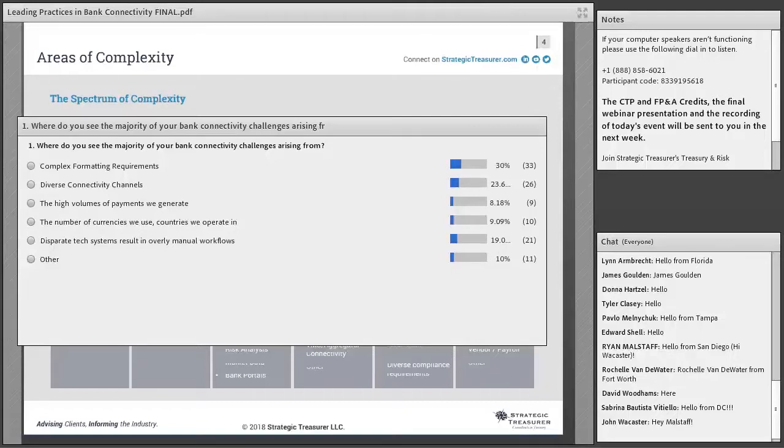So looking at this, we have the number one, 30% are saying complex formatting requirements are the issue. The new ISO 20022 standards, changes in BAI, new elements there seem to be number one, closely followed by the diverse connectivity channels. What are my options? Do I go through SWIFT, B2B? Do I use a treasury aggregator? And the next one is the history of bringing up different systems or acquiring different technology systems for payables, treasury, reconciliation, et cetera. That's about a fifth of the respondents. And actually that has now taken number two position.